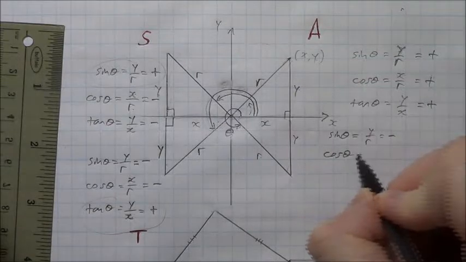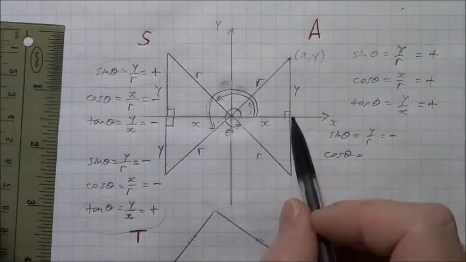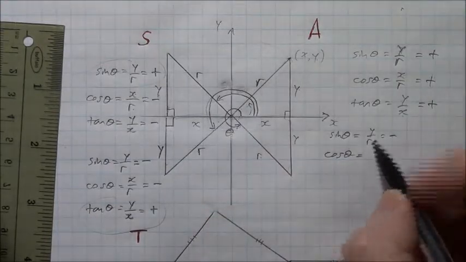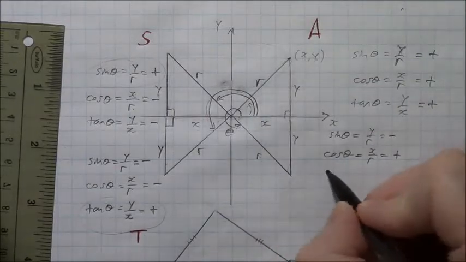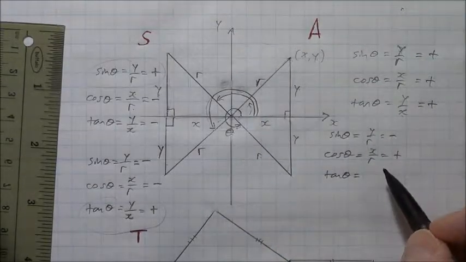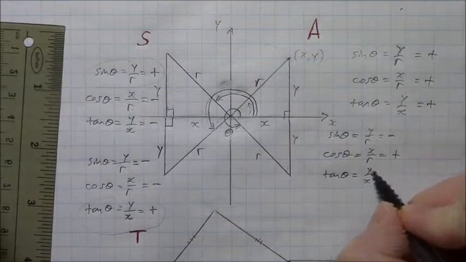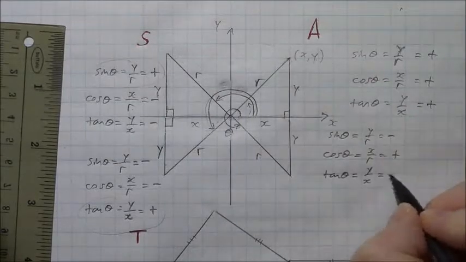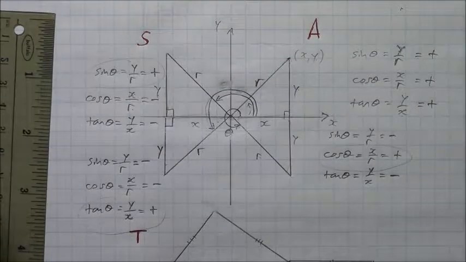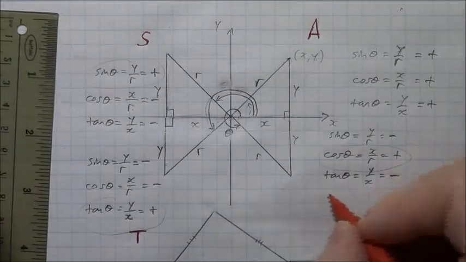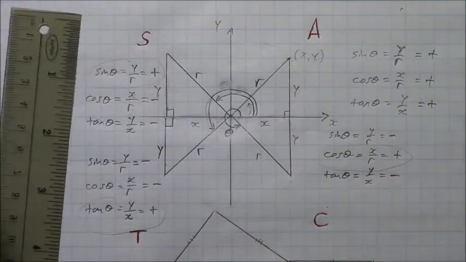Cosine theta, well, the x, because it's adjacent over hypotenuse, the x is positive, it's to the positive side of the y-axis, so that x over r is going to be positive because, of course, radius is always positive. And then the tangent theta is y over x. Y is negative over the positive x, and that gives you a negative. So in this case, only cosine is positive, so therefore in this quadrant we say that cosine is going to be positive.